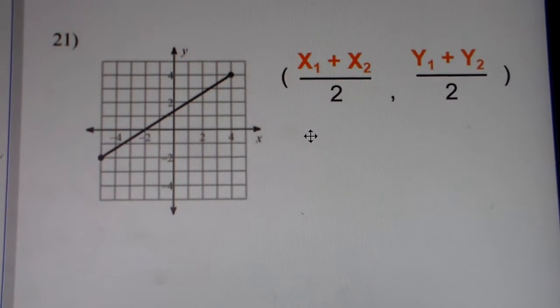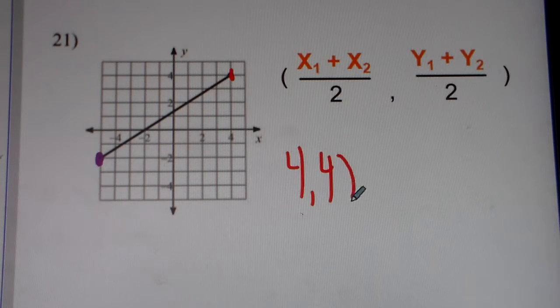Alright, this is part 2 of the Unit 1 review packet here. We're going to break this down. So we're going to continue on finding these midpoints. So here's a midpoint. There's an endpoint there, and there's an endpoint there. So the red endpoint's 4 to the right, 4 up. So a 4, 4. The purple point is 5 to the left, 2 down.